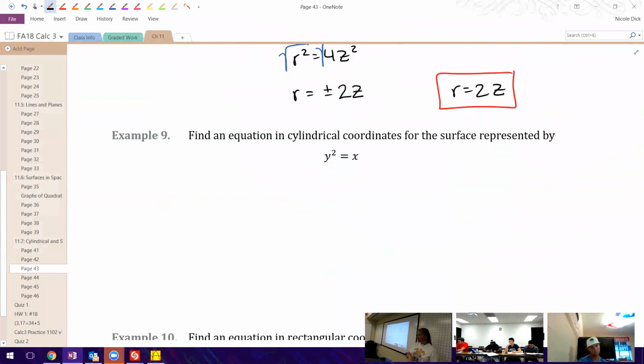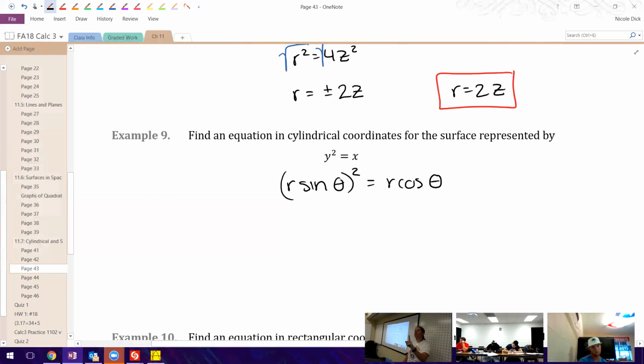So how am I going to convert this guy to polar coordinates or cylindrical coordinates? We're going to have to use the r sine, r cosine piece here. There's really no shortcuts with this one since we don't have all the pieces for our shortcuts. So remember, y is the same thing as r sine theta, x is the same thing as r cosine theta, and then we're going to try to simplify this.